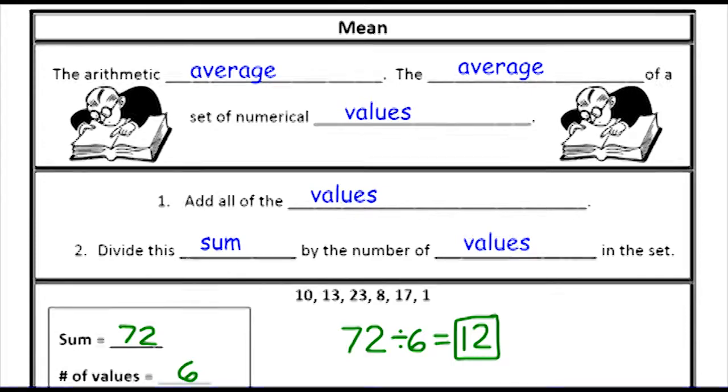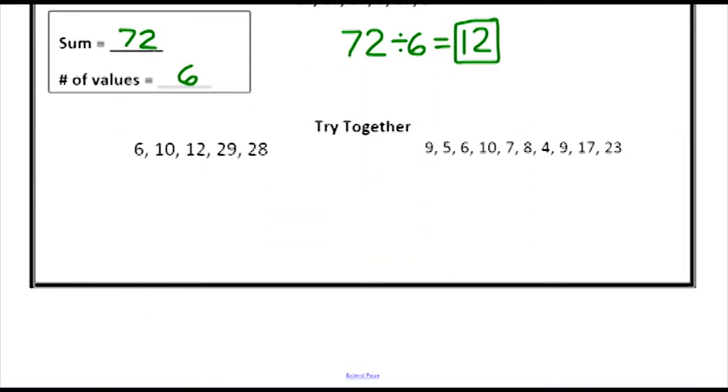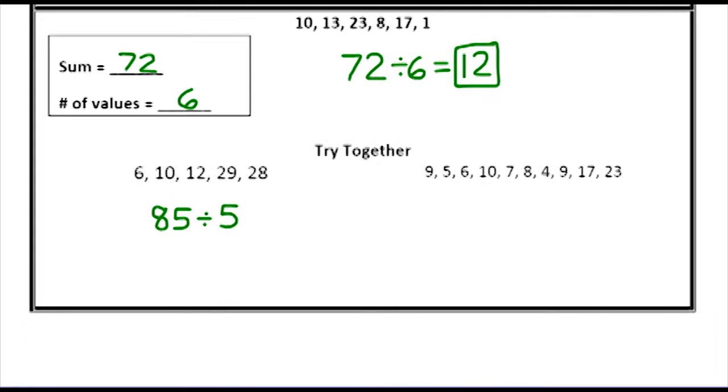Let's try a couple examples together now. Now again, you could try to challenge yourself and add these up by hand, but it's a quick calculator moment. 6 plus 10 plus 12 plus 29 plus 28 in my calculator gives me a sum of 85. There are 1, 2, 3, 4, 5 values in the set. 85 divided by 5, another quick calculator moment, gives me 17. So 17 is the average for all of those values.